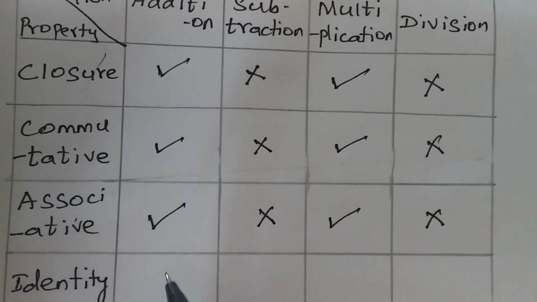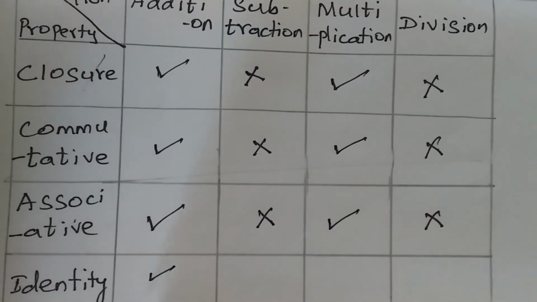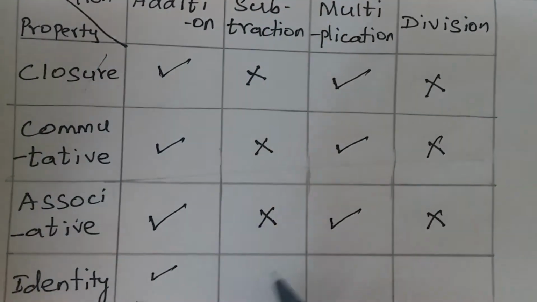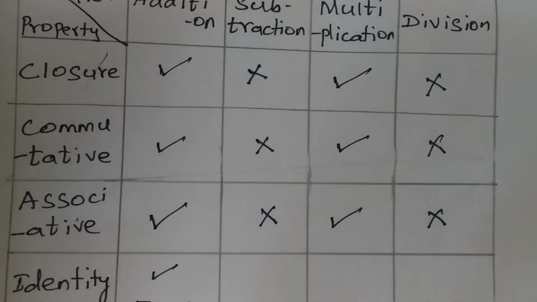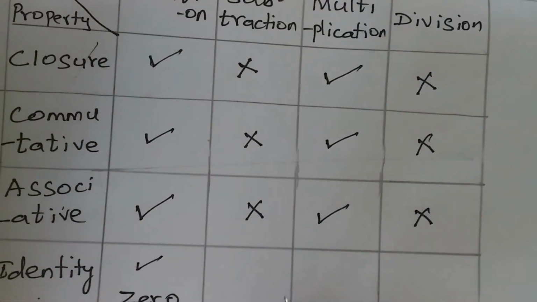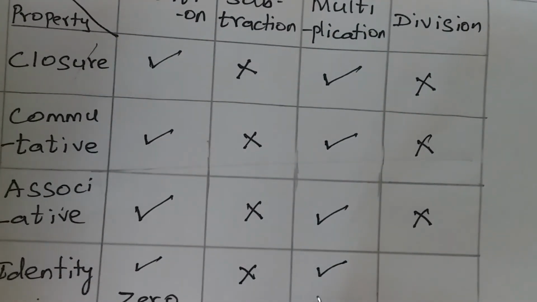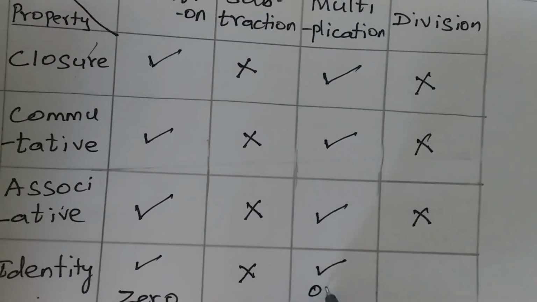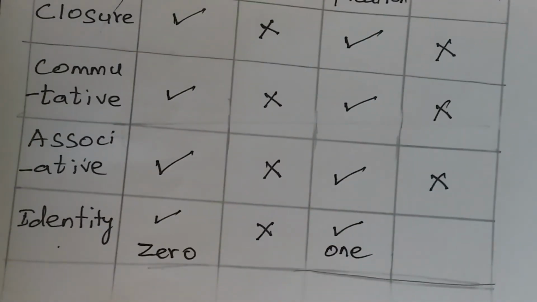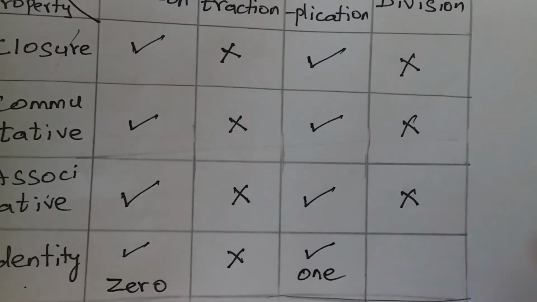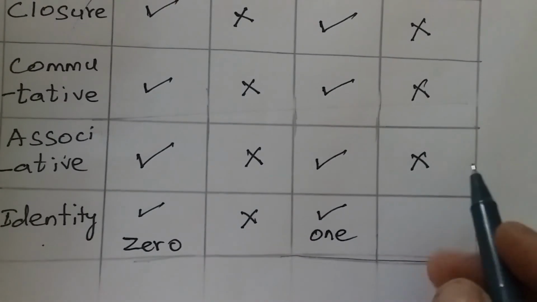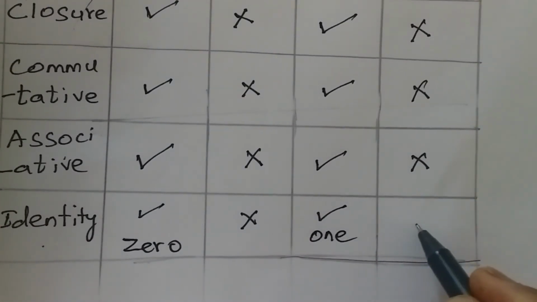Identity, yes, there is an identity for addition. What is the identity element? It is 0. And do you have an identity element for subtraction? No identity for subtraction. And multiplication, yes, the identity element is there. And which is the identity element? It is the number 1. 1 is the identity element for multiplication. Then what about division? Division has no identity element.